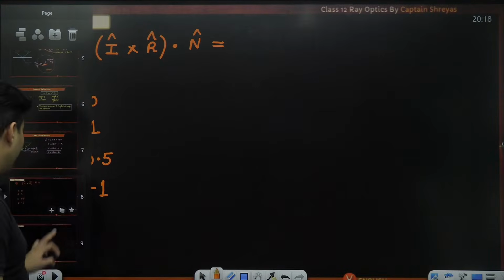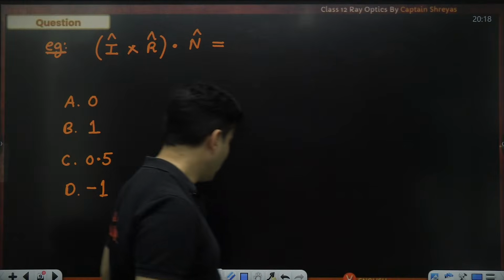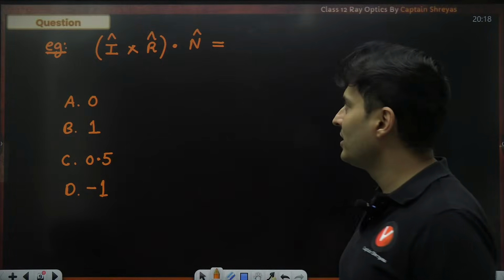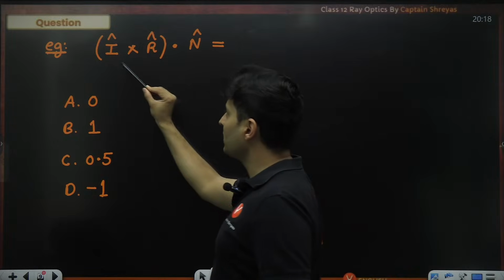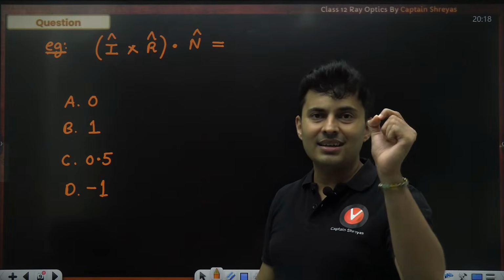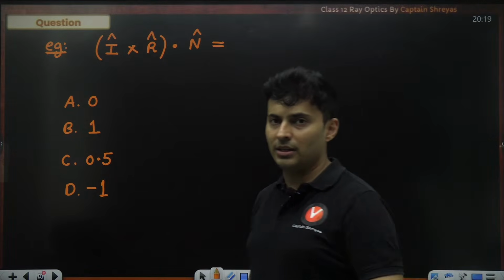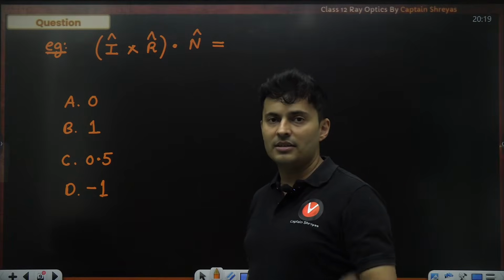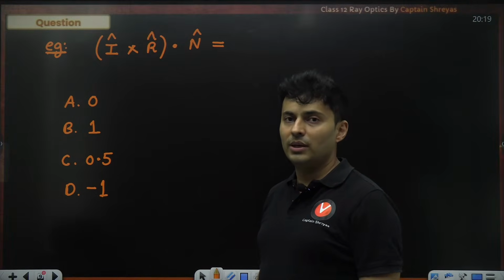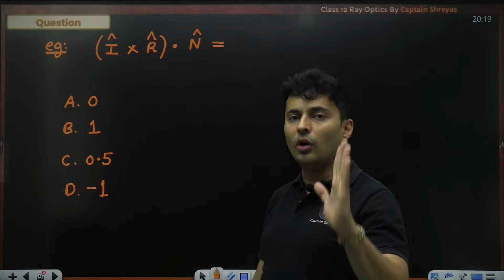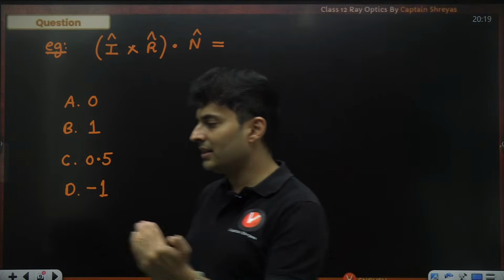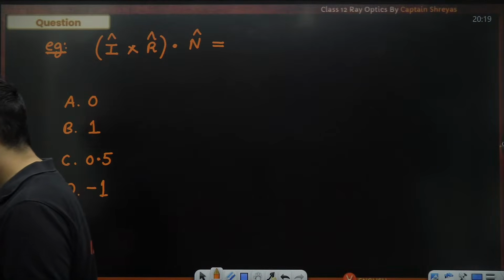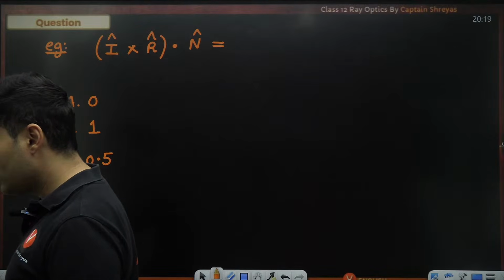Okay, let's see if we can figure this particular question out over here. What is the answer to this vector equation? I represents the incident vector's unit notation. R represents the reflected unit vector. N represents the normal unit vector in that reflection scenario. Harshan saying 0. Robin saying 1.